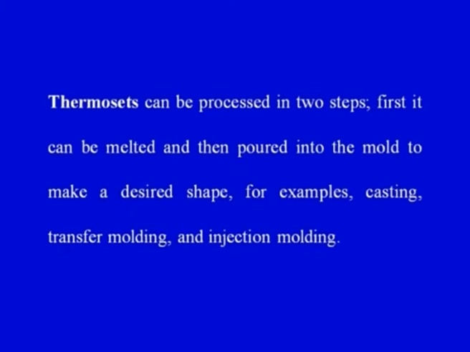First, it can be melted and then poured into the mold to make a desired shape. For example, casting, transfer molding and injection molding. So in case of thermosets we can melt them, we can bring them into a liquid state, and then this liquid can flow into the mold. Now depending upon the shape of the mold we would be able to generate the final shape of the product.